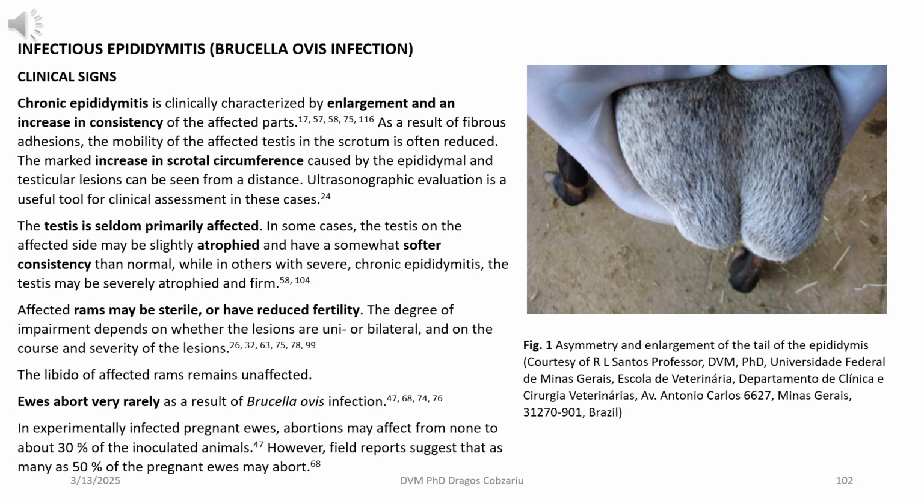Ewes abort very rarely as a result of Brucella ovis infection. In experimentally infected pregnant ewes, abortions may affect from none to about 30% of the inoculated animals. However, field reports suggest that as many as 50% of the pregnant ewes may abort. Figure 1. Asymmetry and enlargement of the tail of the epididymis.